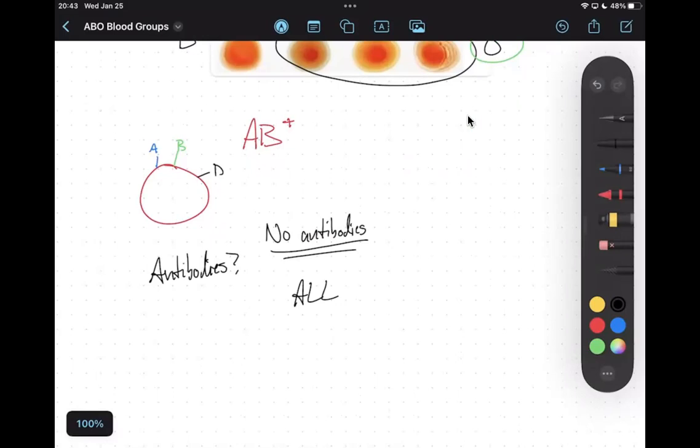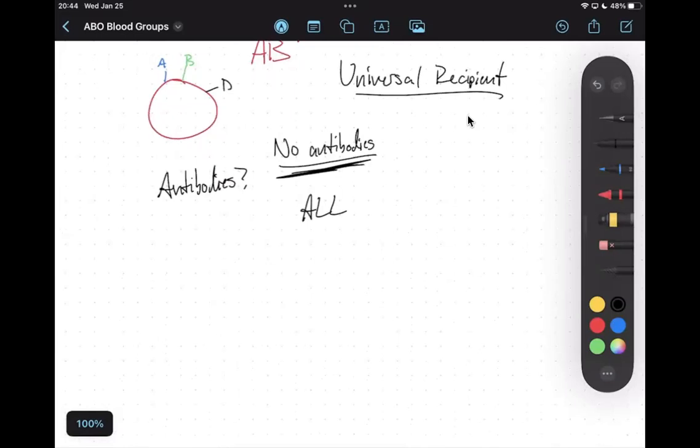Okay. So what that means for this blood type, this AB, is that this blood type is what's called the universal recipient. Universal recipient, meaning this blood type is the one that can receive all other blood types. It can receive all other blood types because it contains no antibodies in its plasma that would form a reaction with any other blood's antigens. So this is the universal recipient.